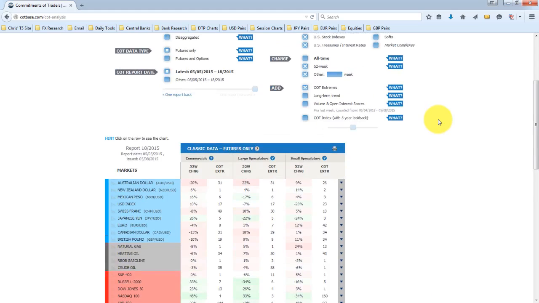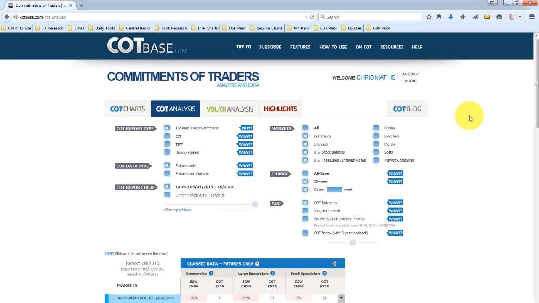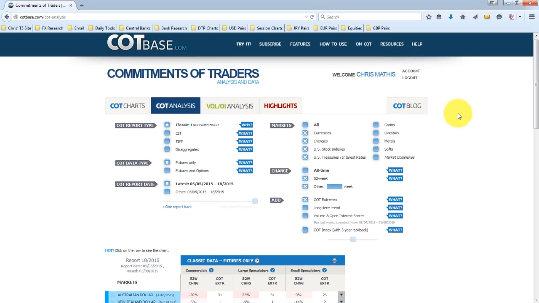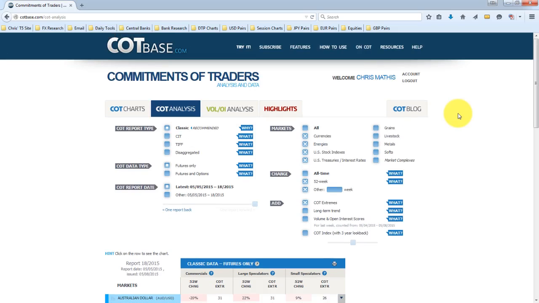This is truly the best site that I've come across for analyzing the commitment of traders' data, and that's why I'm a member. I've been a member for quite some time. So yeah, absolutely excellent service for analyzing the COT data.